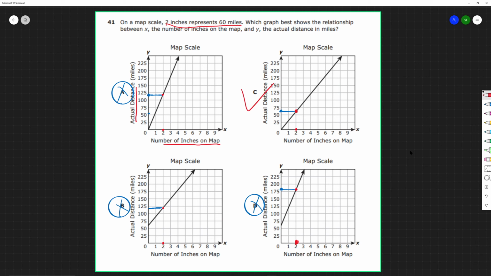So what we did is we read the graph and we just checked, when x is 2, what is the y, what is the actual distance represented with this graph, and then we found the correct answer and we solved that problem.